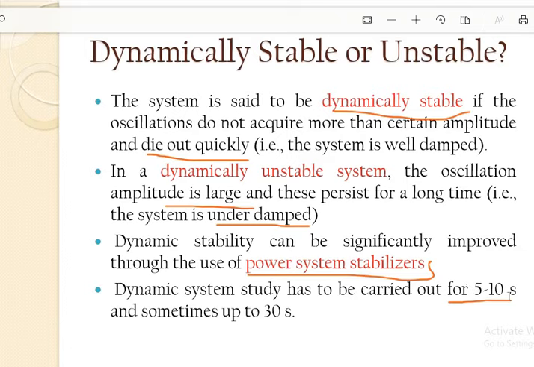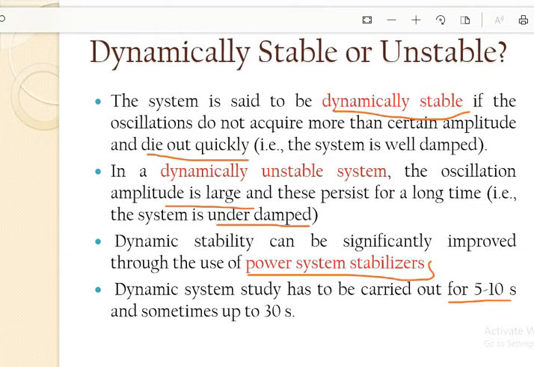If the oscillations are properly damped, that means they die out quickly, then your system is dynamically stable. If your system is under damped, the oscillations will not die out quickly; instead the oscillations will grow in amplitude and your system will be unstable or dynamically unstable. I hope the difference between steady state and dynamic stability is clear to you.